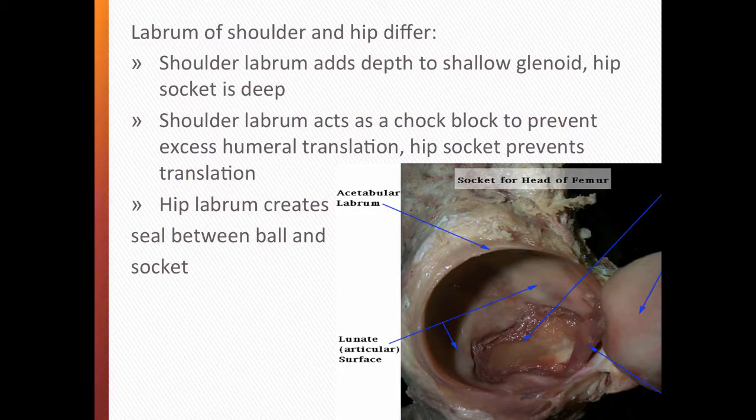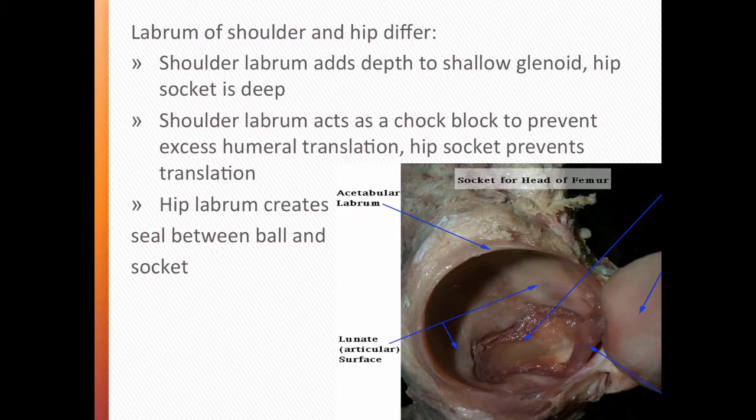So here's a picture of the labrum. It looks very similar to the labrum of the shoulder because the tissue that forms the labrum is the exact same tissue. It's fibrocartilage, just like in the labrum of the shoulder. But the shoulder labrum and the hip labrum are really different in their function.